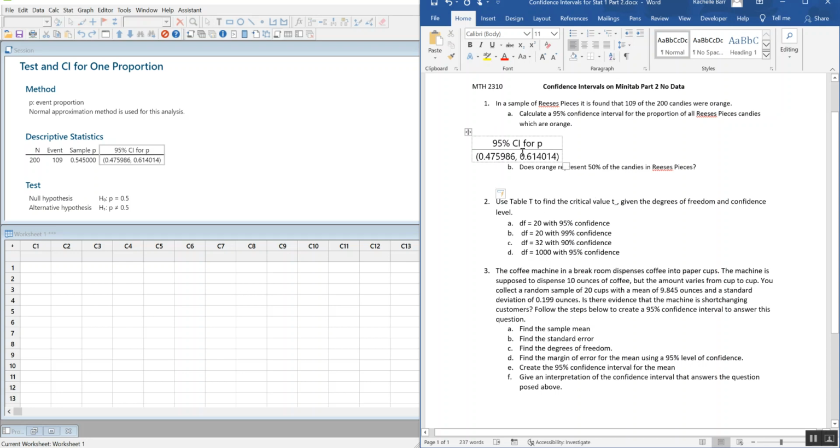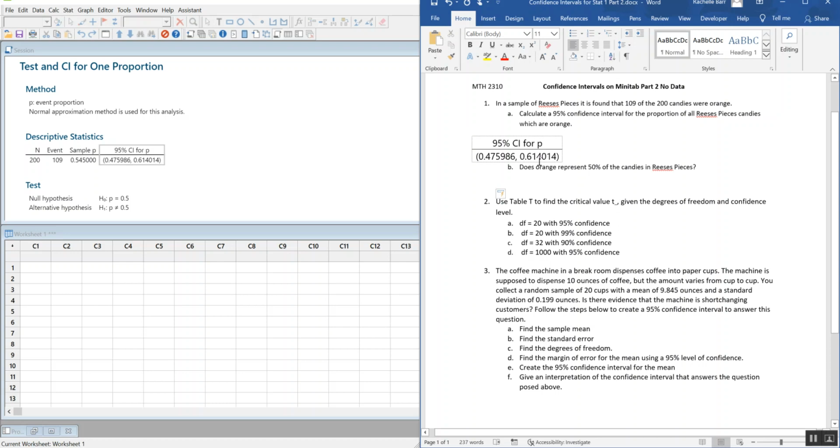Now, if I was asking about 80%, you could say, oh yeah, I'm very certain that's not part of it. In fact, I'm 95% confident that that's not a possible value because it lies outside my interval. So my interval says that my parameter, or my population proportion, or the percentage of all Reese's Pieces that are orange, is somewhere between 47.5986% and 61.4014%.